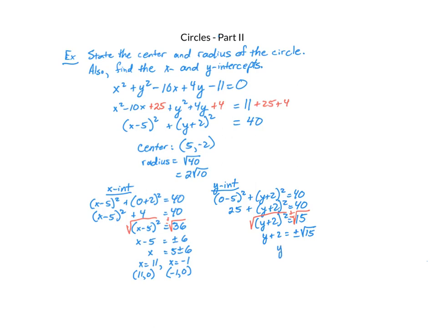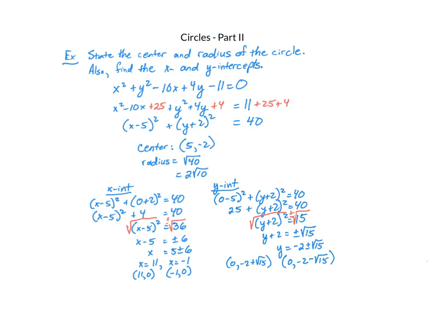So we have y equals -2 plus or minus the square root of 15. So our y-intercepts are (0, -2 plus the square root of 15) and (0, -2 minus the square root of 15).